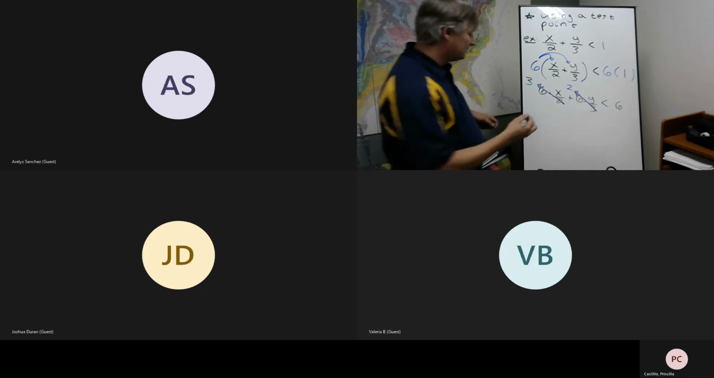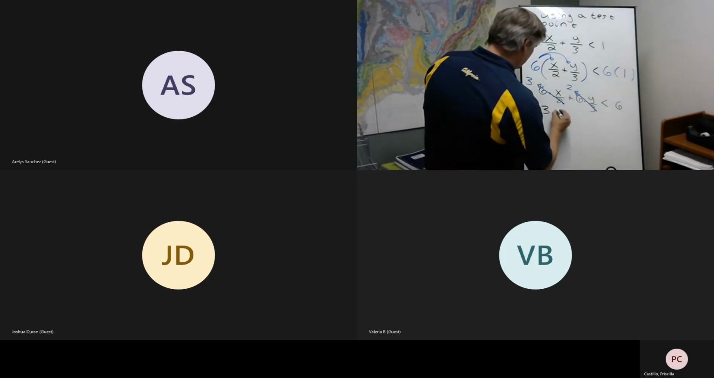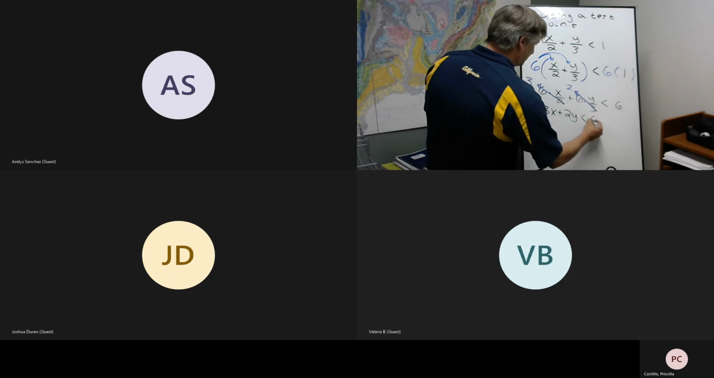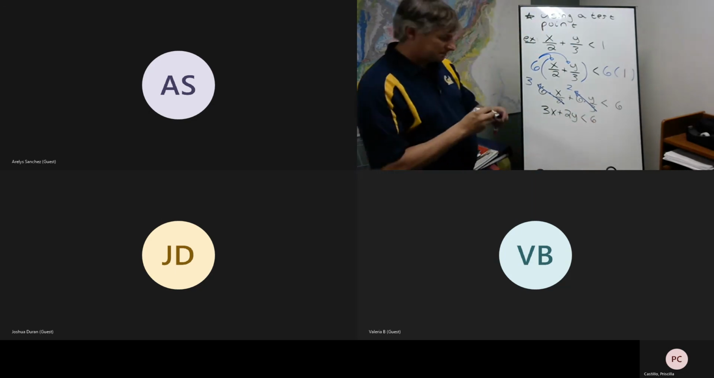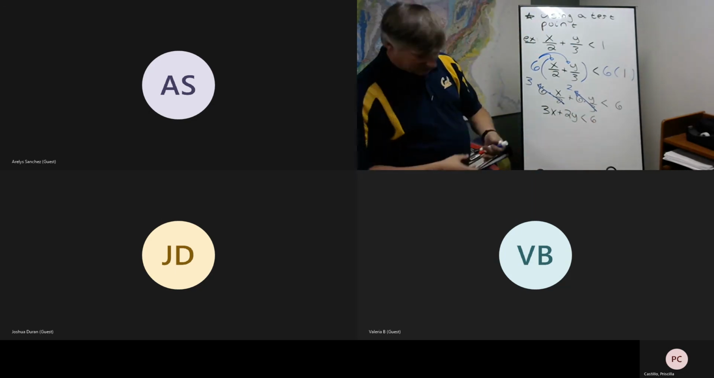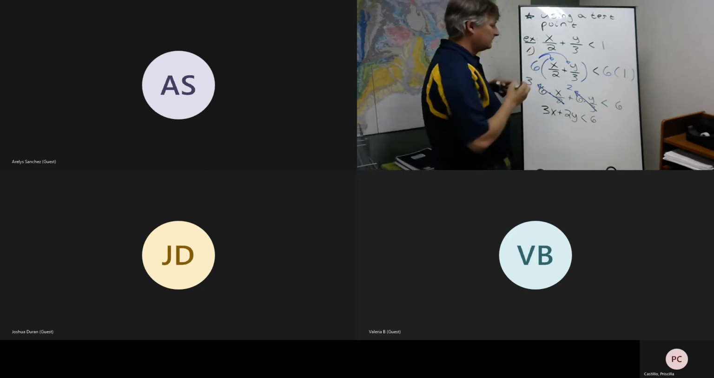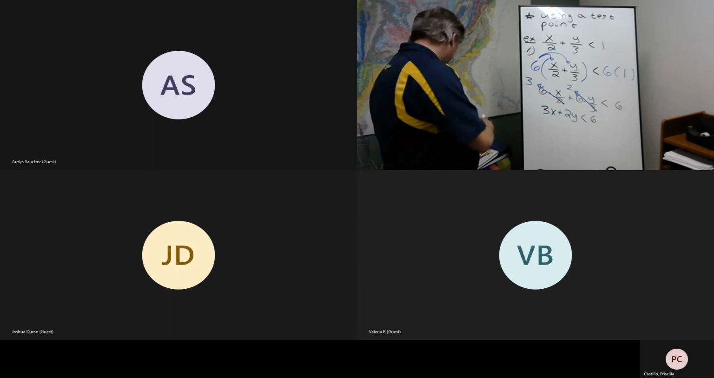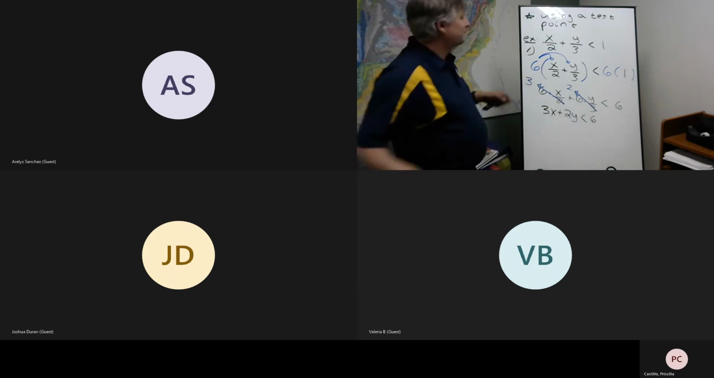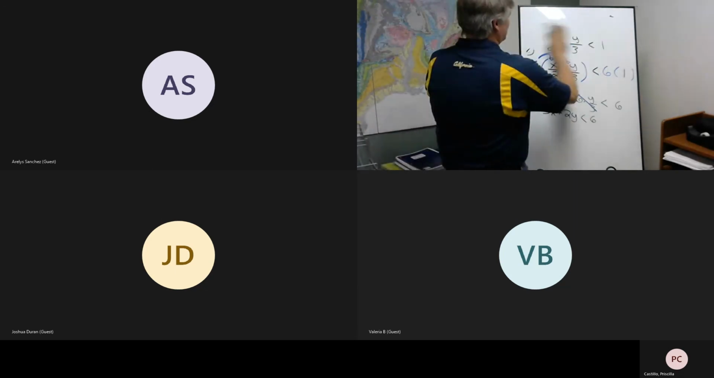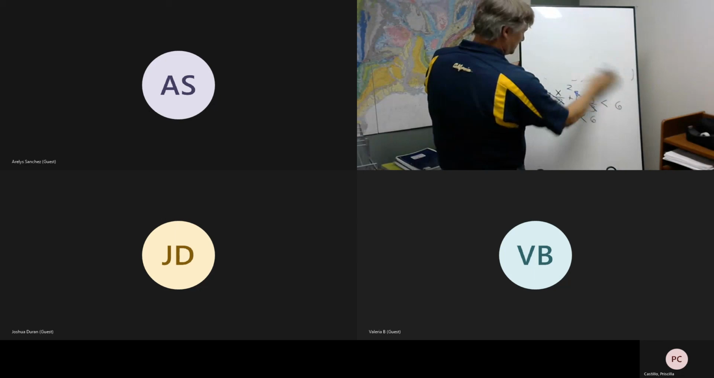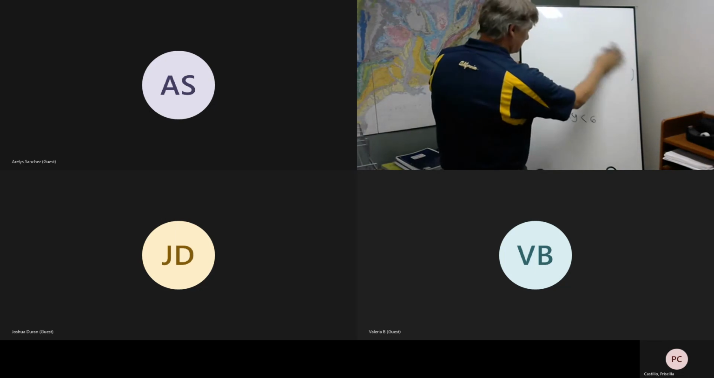And what does this leave us? 3x plus 2y is less than 6. So we're still in step 1 here, solving for y. This is just a real stubborn one.